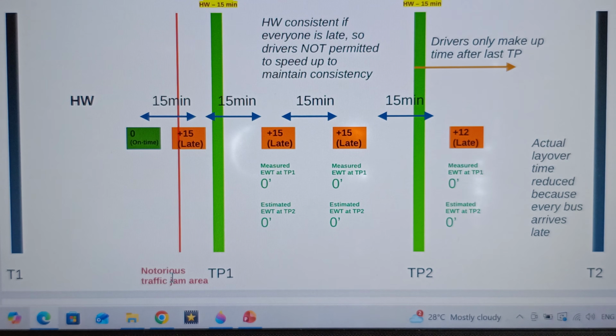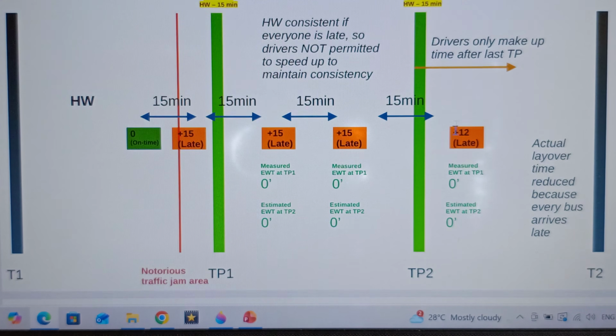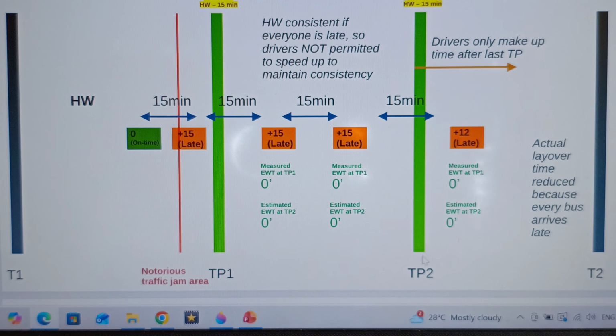Again, traffic jams aren't predictable, sometimes they're predictable, sometimes they're not. But yeah, the main concept of this is that you tell everybody just drive as per normal and maintain their headway. The drivers only make up time after their last TP2. So it's like, I mean for EWT, right? I almost said east west. Okay, for EWT, right? This is the last point stop whereby you have to quote unquote follow time, right?